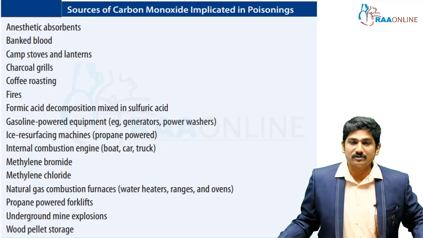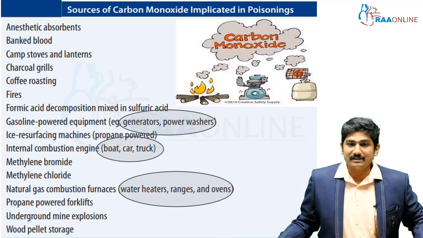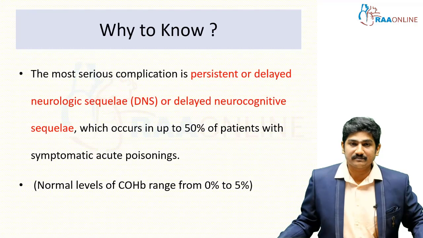So these are the sources of carbon monoxide. It could be right from charcoal grills, coffee roasting, fires, and wood pellets. But I want you to concentrate on these, which are usually used in our daily activities also: generators, power washers, boats, cars, trucks, water heaters, ranges, ovens, everything. All these apparatus can let out carbon monoxide.